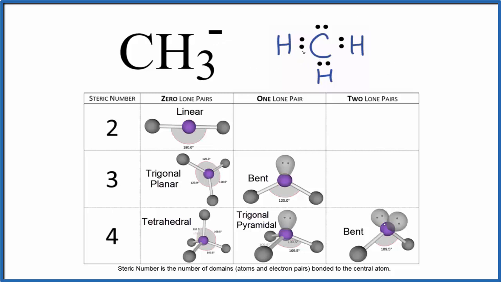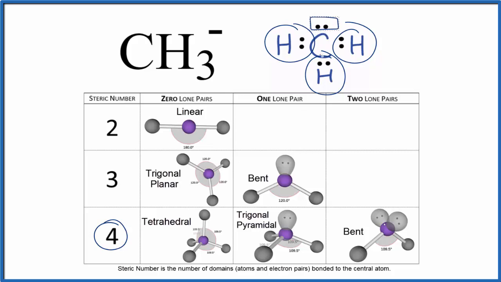If we count the things bonded to this central carbon atom here, the steric number is what we're looking for. We have 1, 2, 3 atoms and then one lone pair. So we have 1, 2, 3, 4 things, steric number of 4, and one of those is the lone pair here. So we go down and over, and we have trigonal pyramidal as the molecular geometry for CH3 minus. The ideal bond angle would be 109.5, but the lone pair here is more repulsive than these atoms, so it would push them down, make this a little bit less.